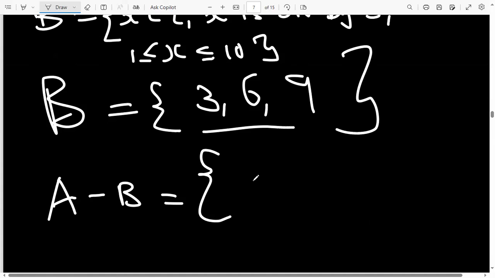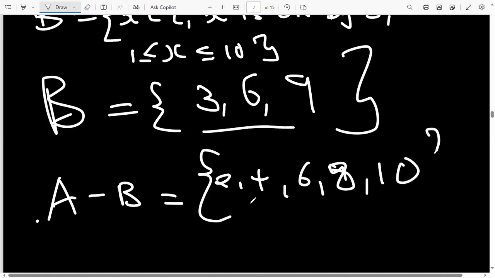So I said you would first list down the set A here. Okay, so A, it was 2, 4, 6, 8, and then 10. This was our set A. And then from this set A, we're going to remove any elements that is in what? In set B. So we see that 6 is here and 6 is there. So we're going to remove this 6.